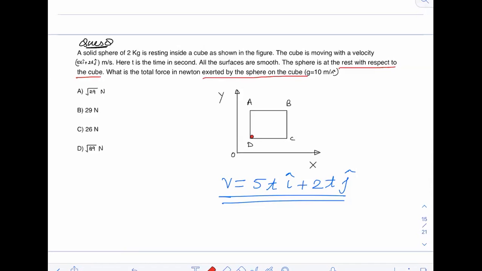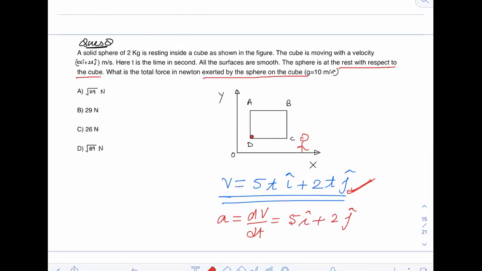Suppose a person is standing outside. He will see that this cube as well as this sphere both are moving. So what he will observe, velocity is this, and what will be the acceleration? The acceleration will be dv by dt, and it will be 5 i cap plus 2 j cap. This will be the acceleration of the body.